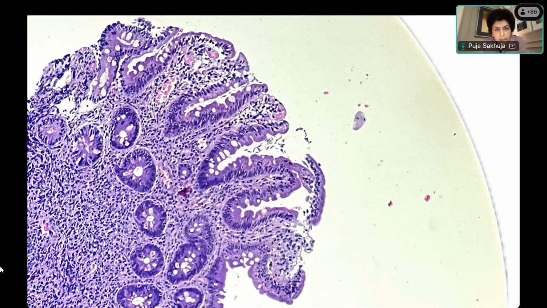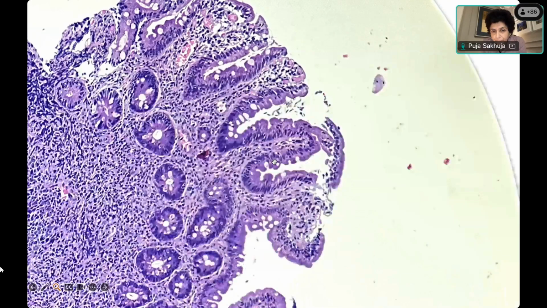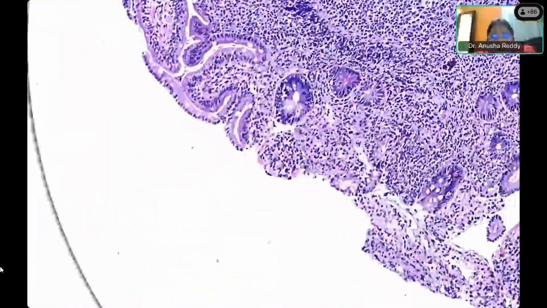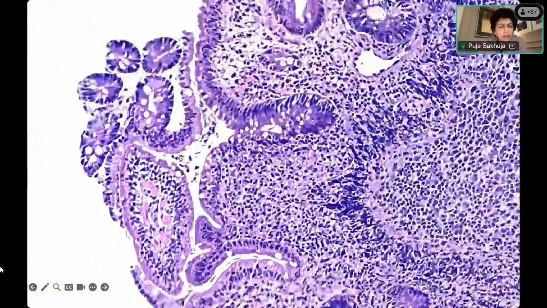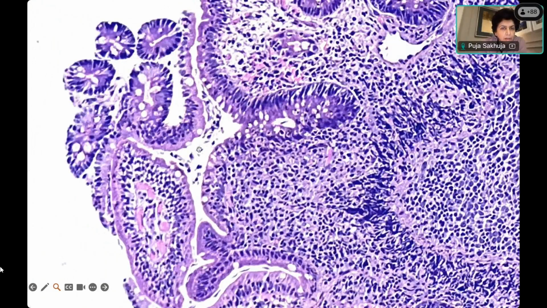What is this? Is it intervillous space? No, what is this? Those are apoptotic bodies. No, now look over here again.